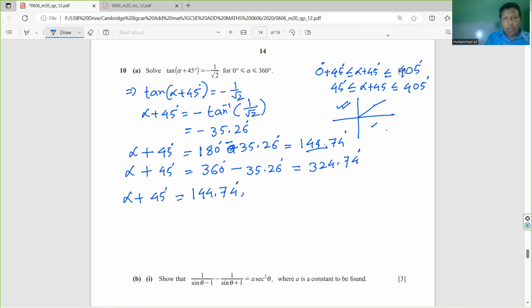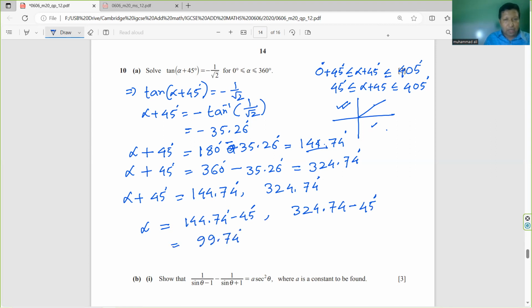So we get alpha plus 45 degrees equals 144.74 degrees and also 324.74 degrees. Finally, we want the alpha value. So alpha equals 144.74 degrees minus 45 degrees, and 324.74 degrees minus 45 degrees. So our results will be 99.74 degrees and 279.74 degrees. These are the two results where tan is negative.